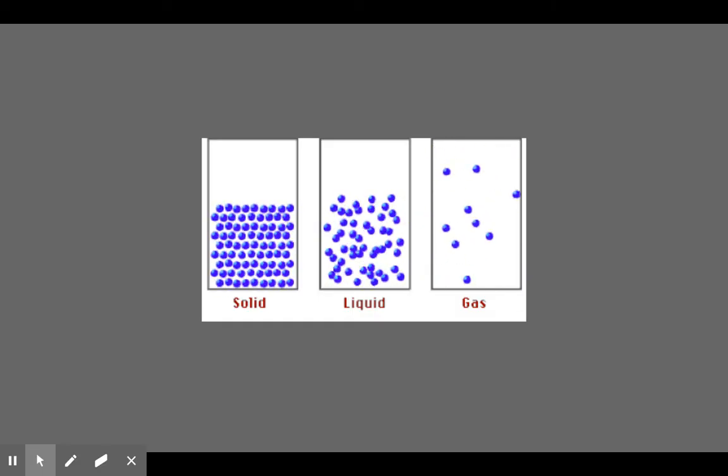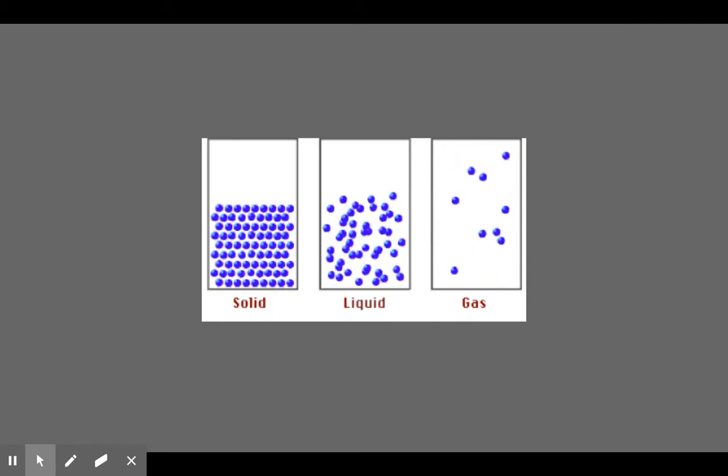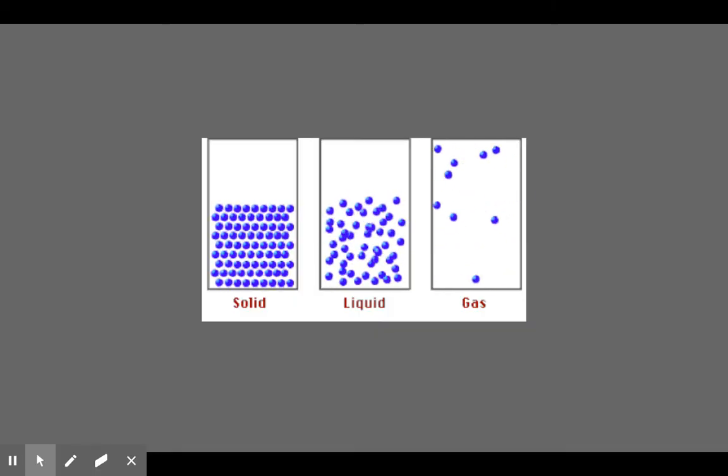As you can see, we have a solid on the left, a liquid in the center, and on the right, we have a gas. If we take a look at this picture, we can see that the particles in each of these containers are moving in a very different way. Our solids are vibrating in place, but they're staying in the place that they're at. They're not moving past each other. They're not filling up the container completely. They're packed closely together.